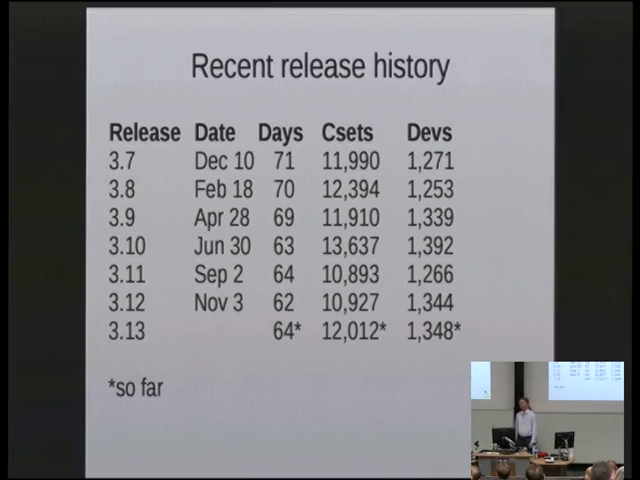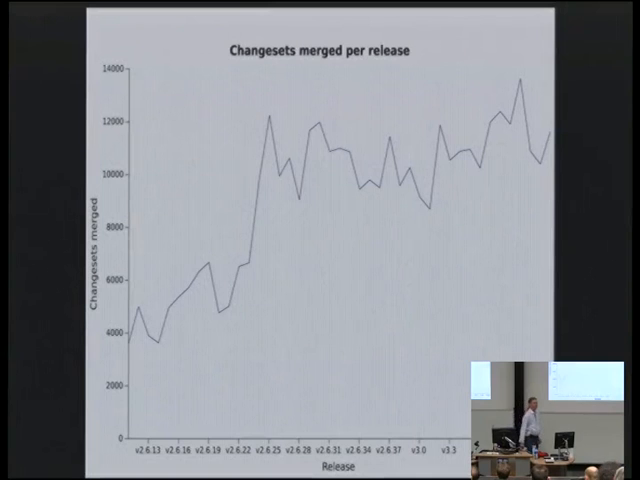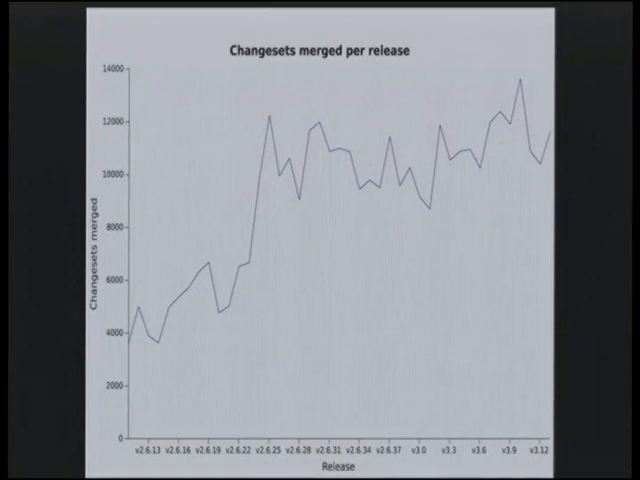So if you look at these numbers here, you'll notice a couple of trends that I think are worth pointing out. One of them is the number of change sets merged per release. We're now looking at the entire Git history here, starting at 2.6.12, back in 2005. So it's not the entire kernel history. But if you were to go back, you would see something very similar.